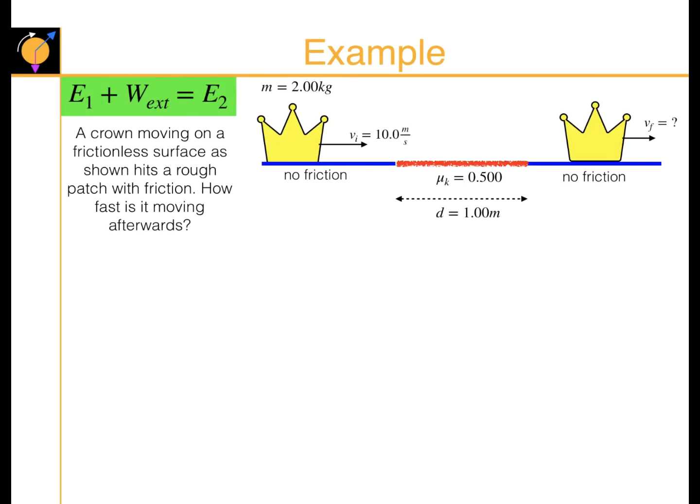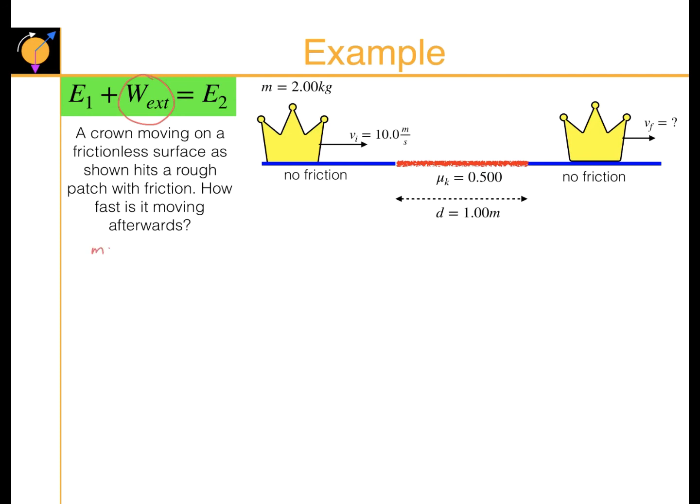So an example of that would be, of course, a crown sliding on the floor. So if I have a crown here, 2 kilograms moving at 10 meters per second on a surface with no friction, and it's sliding along, minding its own business, and then it hits a rough patch with a coefficient of friction of 0.5, and that rough patch is 1 meter long, and then afterwards it's going to be moving again. And so what we can do is use conservation of energy, including this new term here with the work external, to calculate how fast it's moving at the end. There's a few ways to do this, but let's write down everything we know.